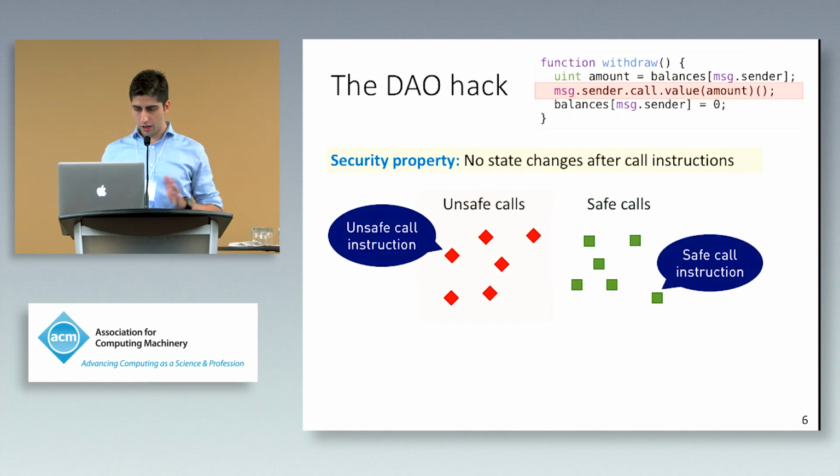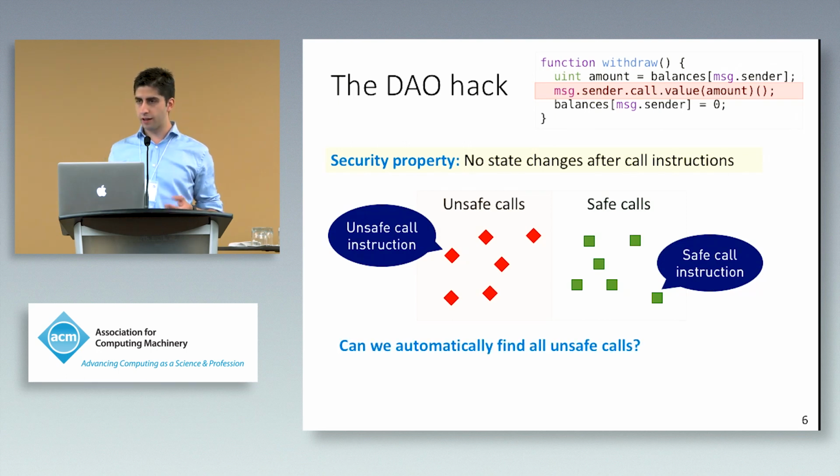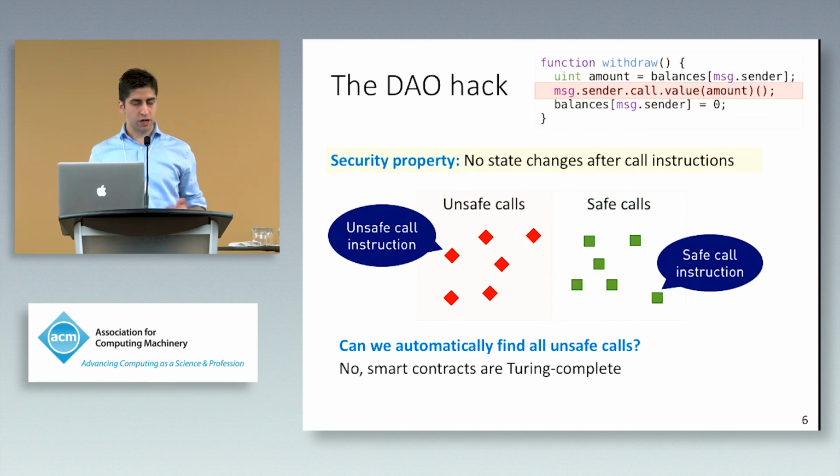And then if you take a smart contract, you can basically classify all the calls in the smart contract into safe and unsafe, depending on whether they violate or satisfy the security property. So the immediate question is, well, can we automatically find all the unsafe calls in the smart contract? That's what we would want. Sadly, the answer here is no, because smart contracts are typically written in Turing-complete languages, which means that it is undecidable to check arbitrary properties on arbitrary contracts.